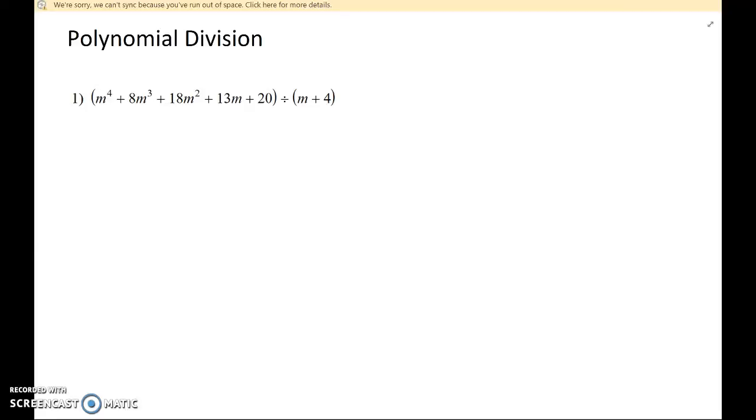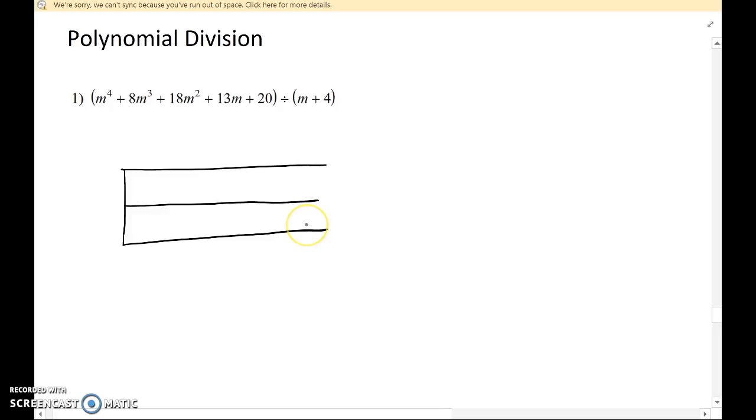All right, polynomial division. We're going to use the CPM method of polynomial division. So we want to start off by writing out a rectangle, just like this. And then you want to take your divisor, which would be m plus 4, and put that on the side of our rectangle. And then the next step would be to take your leading term, which is m to the 4th, and place it in the first box.